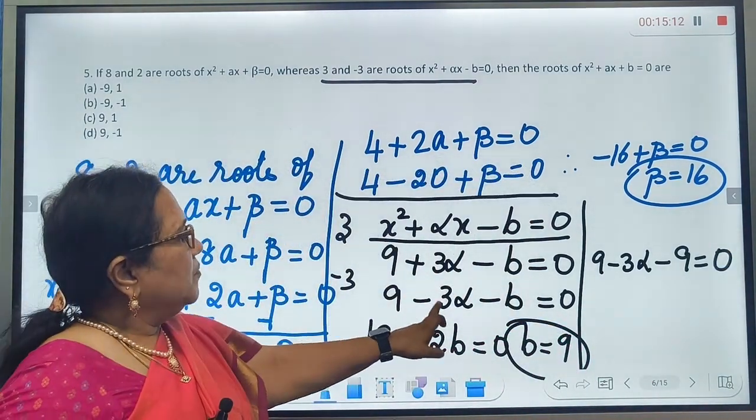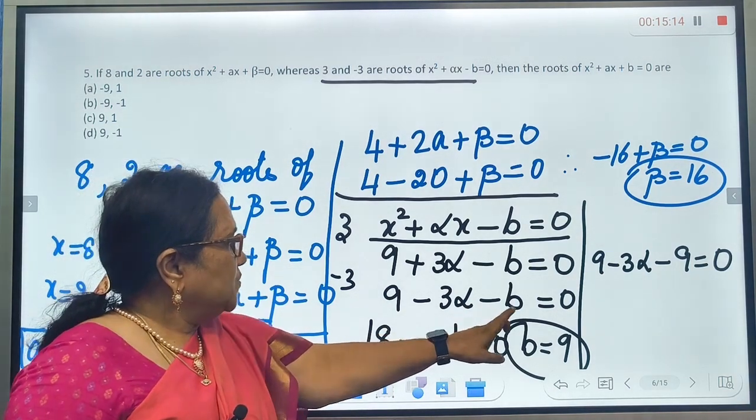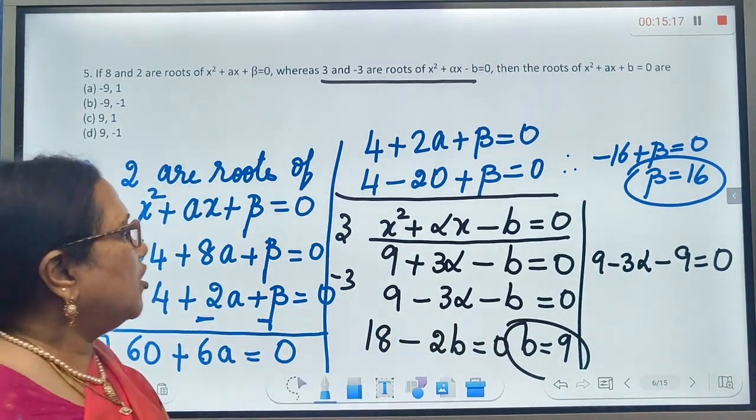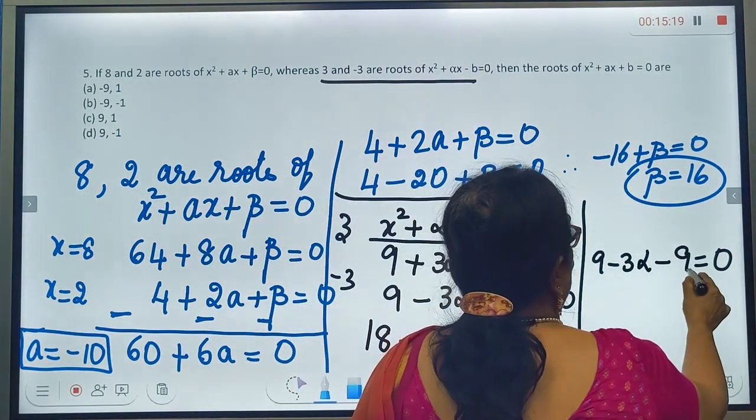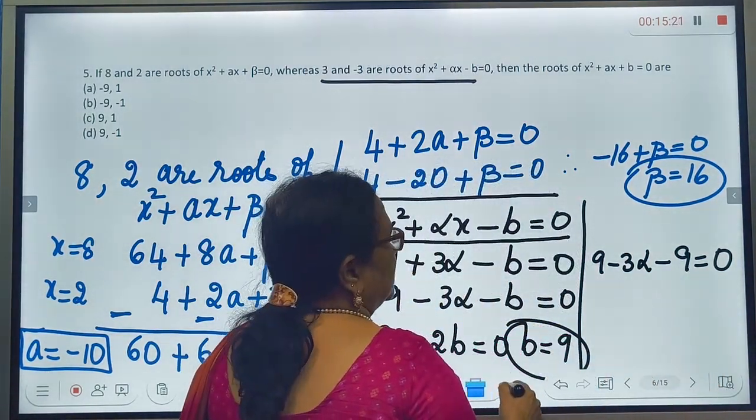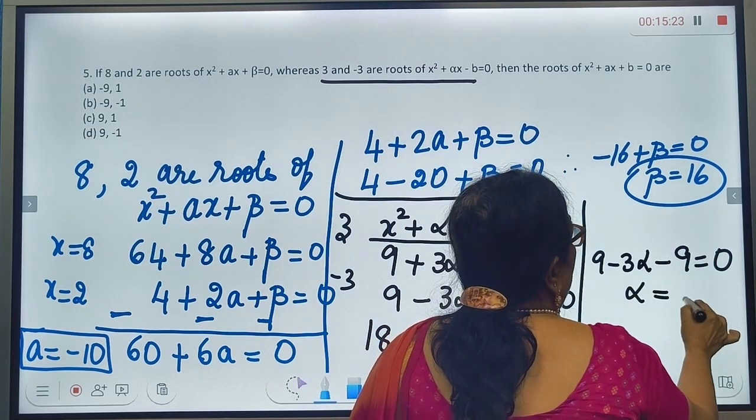See, 9 minus 3 alpha minus b equal to 0. B is what? 9. So I have substituted b equal to 9. So I'll get alpha equal to 0.